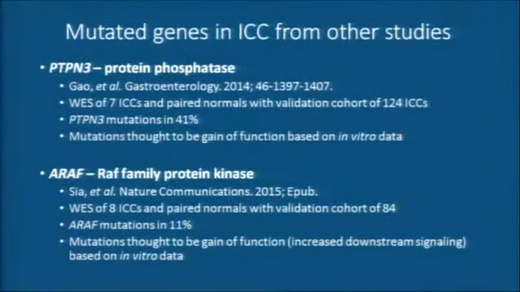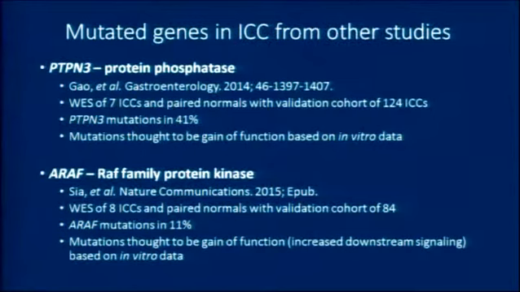So since our exome sequencing paper, there have been a few other papers that exome sequenced as well, and they found some genes that we didn't really highlight. One is the study by Gao and colleagues in Gastro last year. They did 7 intrahepatic cholangiocarcinomas, and they focused on mutations in protein phosphatases. So they found this gene called PTPN3 that's mutated in 41% of the cholangiocarcinomas in their series. They did some molecular biology and showed that the mutation seemed to be gain of function.